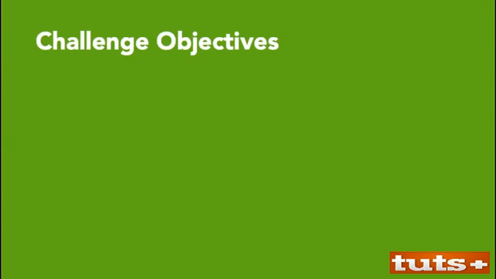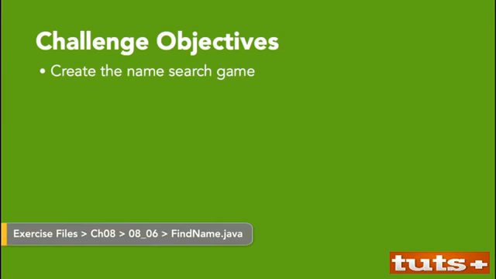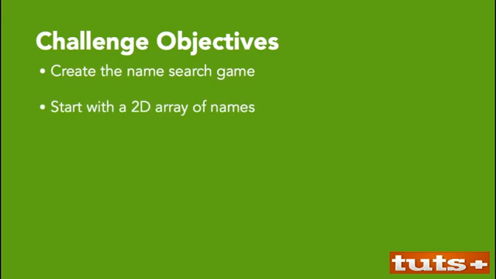It's time for another challenge. In this challenge, I would like you to write a complete Java program that includes a separate method used to find a specific name in a 2-dimensional table. We'll call this the name search game. In the exercise folder, you will find the start of a program including a main method that contains a 2D array of names. Your job is to write the method that takes 2 parameters, a 2-dimensional array of strings called nameTable and a string called nameToFind.